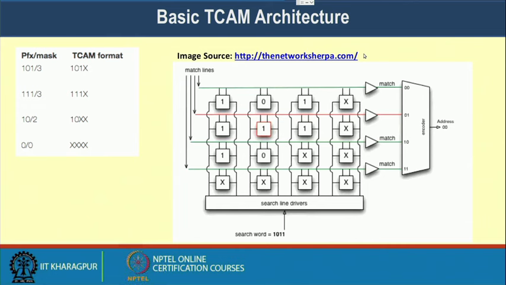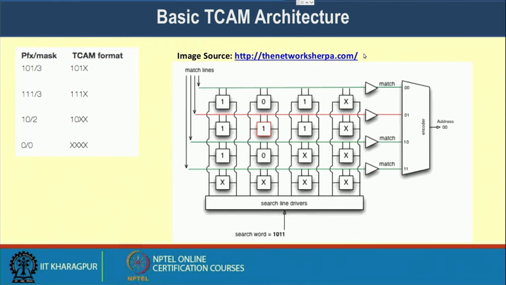Similarly, for 111 with a mask of 3, in the TCAM format it will be 111 followed by an x, a don't care condition. For a prefix of 10, which means mask 2, the first 2 bits will be 10 and the remaining 2 bits will be XX. When the prefix is 0 as well as the mask 0, this entire part belongs to the host part. We have a special meaning for this kind of address, and the TCAM format will be XXXX.